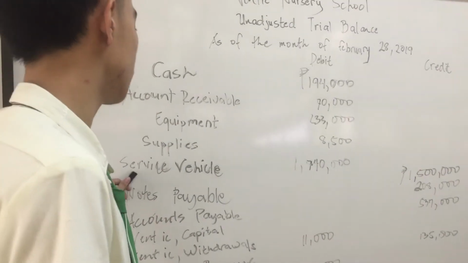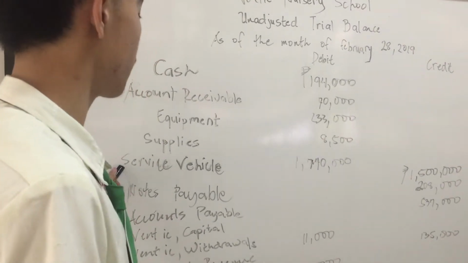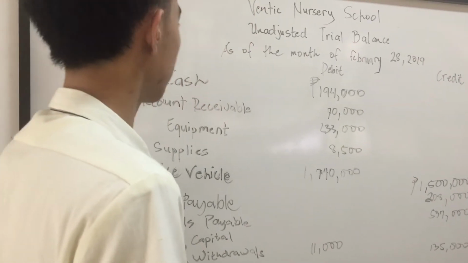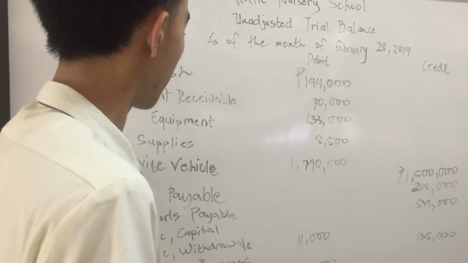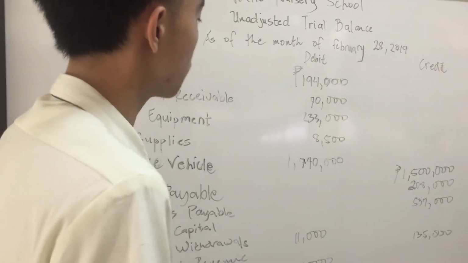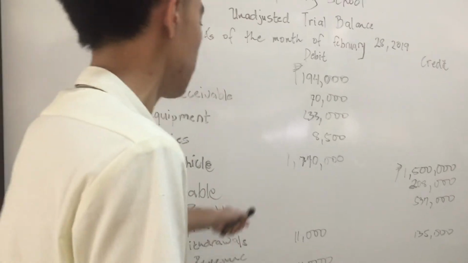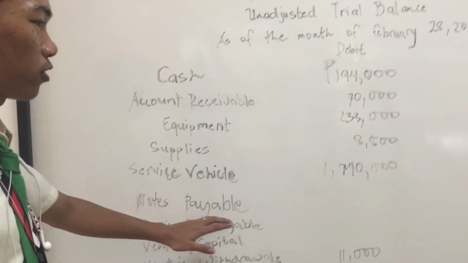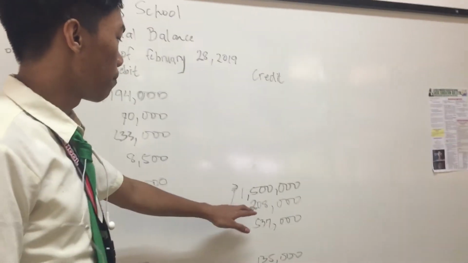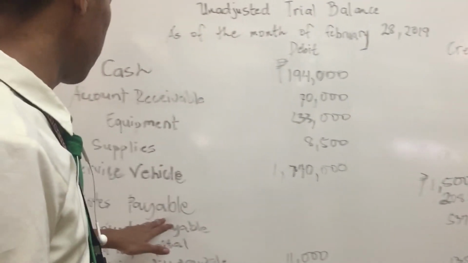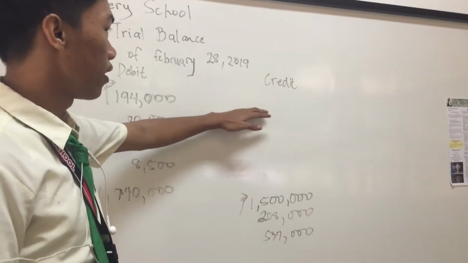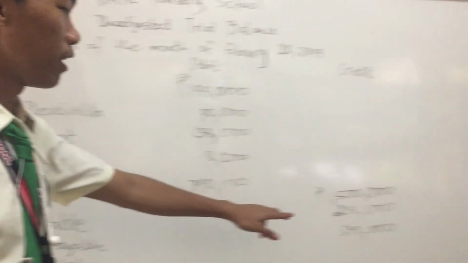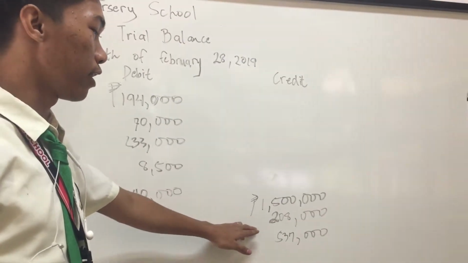Here, service vehicle, and the normal balance of service vehicle is debit. After that, you copy the end balance of the T account on service vehicle, which is 1,740,000 pesos, and you put it here. Notes payable. The amount of notes payable is 1,500,000. So the notes payable belongs to credit. Then the end balance of the T account is 1,500,000. And don't forget the peso signs.